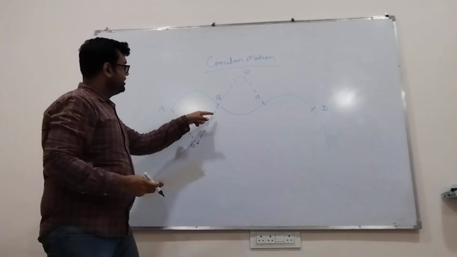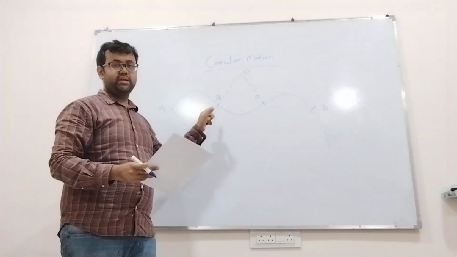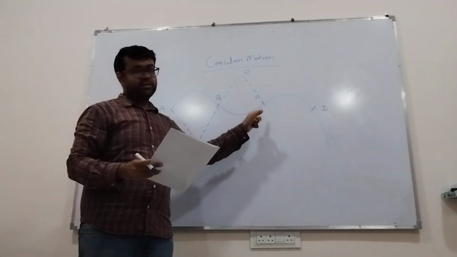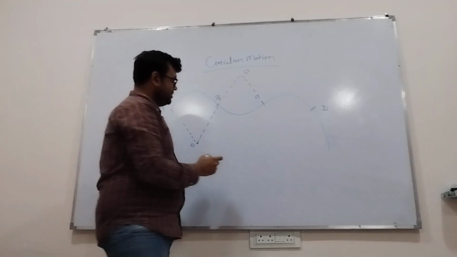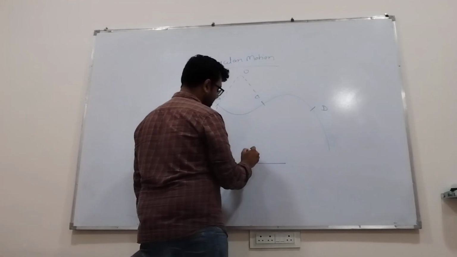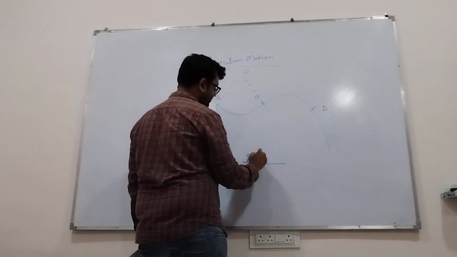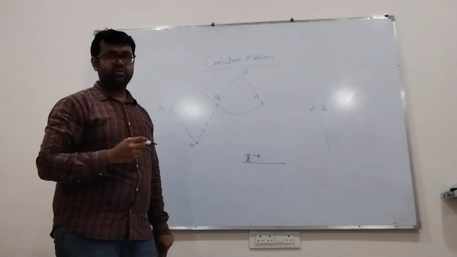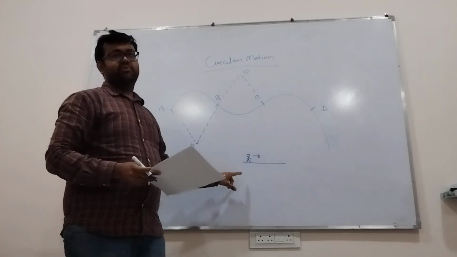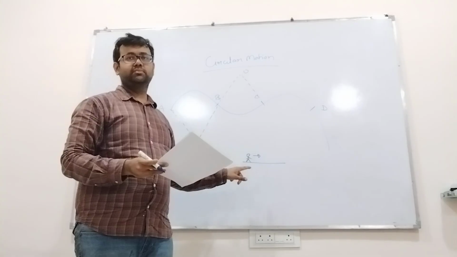So the particle is doing a circular motion when it is moving from A to B, also from B to C, then again from C to D. Let me draw a new path. A person is moving in a straight line. Okay, so it is what? It is a straight line motion. Can I call it a circular motion?